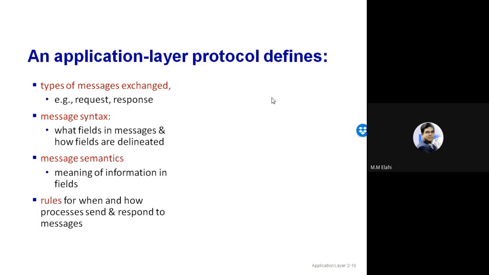For example, an IP version 4 address is 32-bit, and an IP version 6 address is 128-bit. So you have to have the same required value. That is the semantics. And finally, the actions, the rules: what to do when receiving a message. Okay?